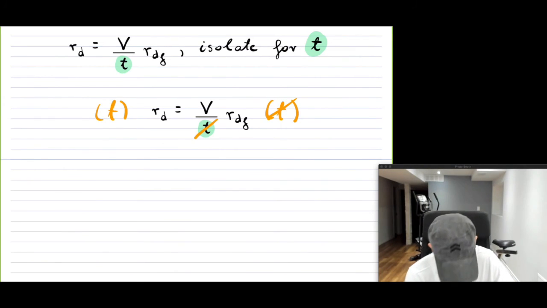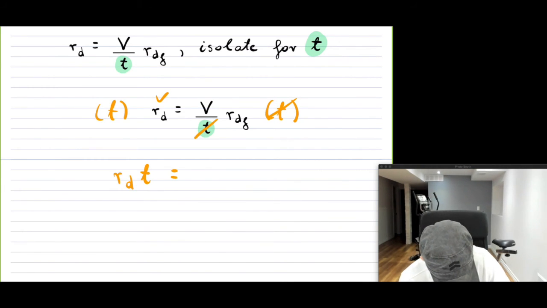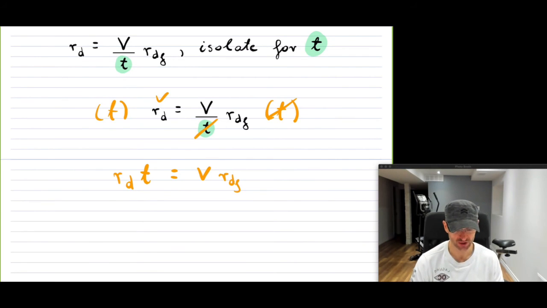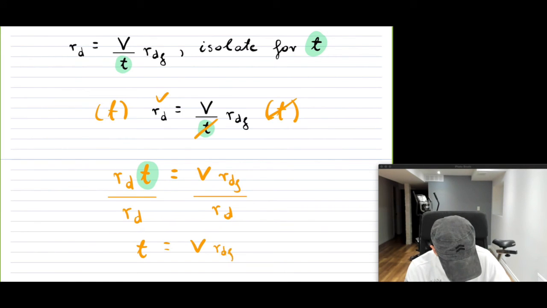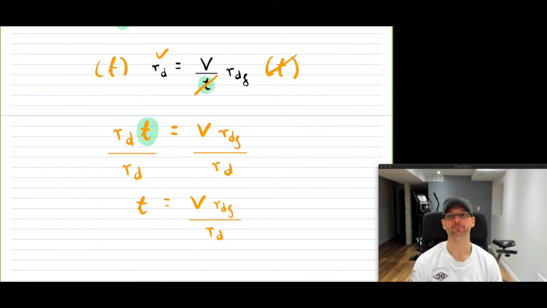So now what I have is rd times t. Again, the order doesn't matter. And here I'm only going to have v times r df. The subscript df just stays there. Again, don't forget, I'm solving for t. So my final step is to divide by rd on both sides. So t is v times r df divided by rd. And you're done on that one. A little bit simpler there.